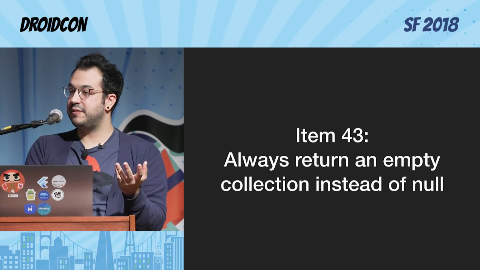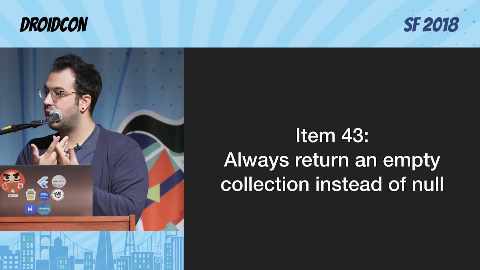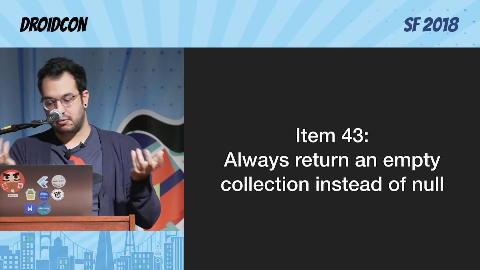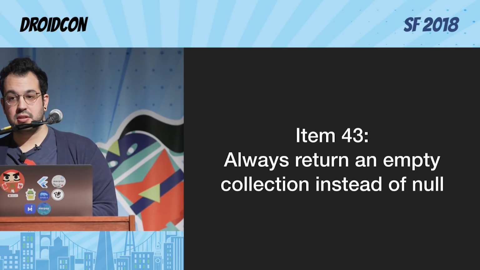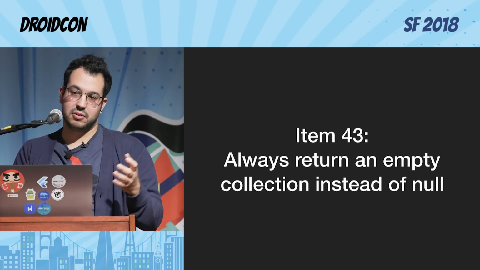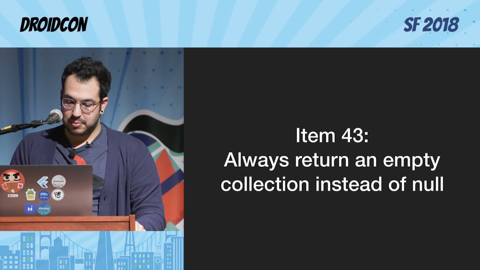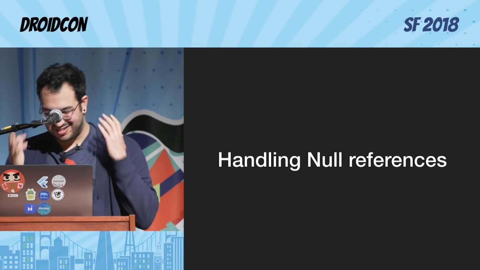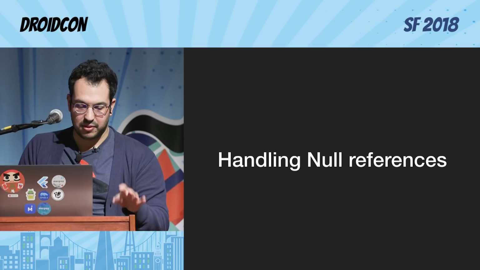So in Effective Java, there are many items that are all about how to handle null values. And the classic one is Item 43, which is if you're returning a collection and it's empty, don't return a null, return an empty collection, please. So we avoid some null pointer exceptions. But let's talk about the elephant in the room, which is how do we handle null references in Java and how that changes in Kotlin.